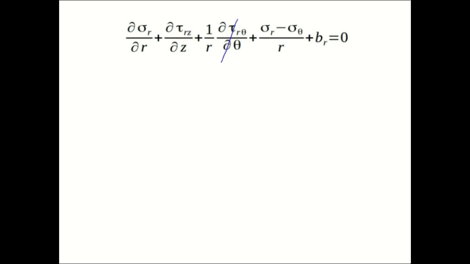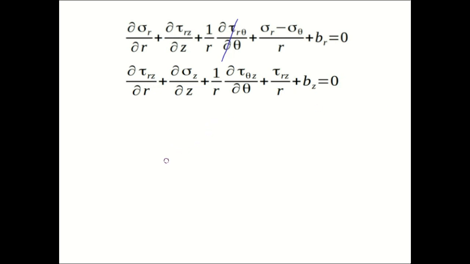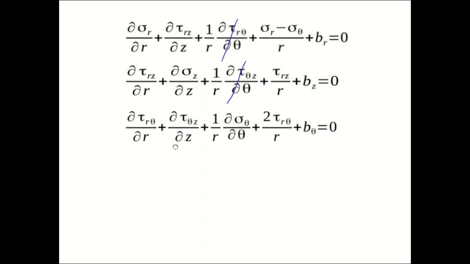Now we consider the equation in the z direction. Here similarly this term will be 0. Similarly for the theta direction, we have tau r theta equal to 0. Since tau r theta is 0, this term is 0, and since tau theta z is 0, this term is 0, and since sigma theta is independent of theta, this term will be 0, tau r theta is 0, and obviously b theta will be 0, so this equation vanishes.